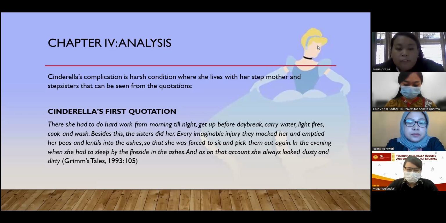There she had to do hard work from morning till night, get up before daybreak, carry water, light fires, cook and wash. Besides this, the sisters did her every imaginable injury. They mocked her and emptied peas and lentils into the ashes, so that she was forced to sit and pick them up again. In the evening, when she had to sleep by the fireside in the ashes, and on that account she always looked dusty and dirty.